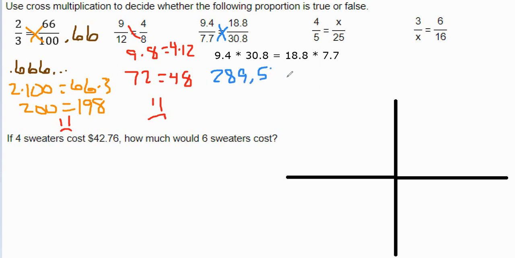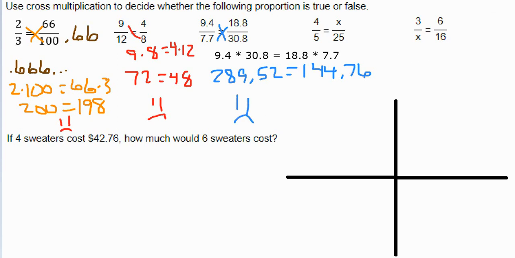289.52. And then we have 18.8 times 7.7. Oh, that's not equal to each other either. So none of these are actually proportional, which is a little surprising. That one also gets a frowny face.